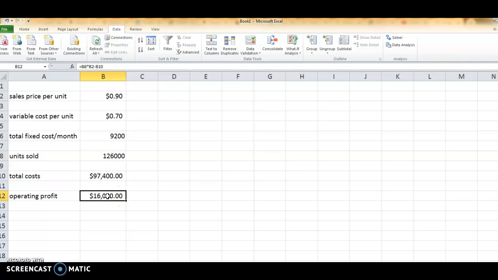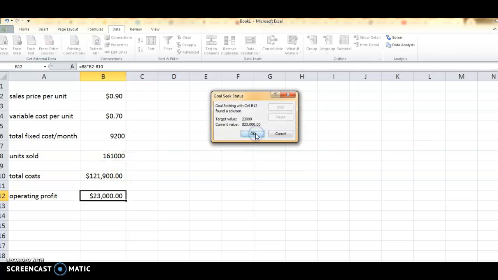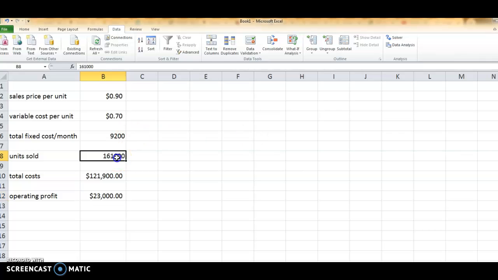And what I need to do is sell 126,000 units in order to generate a profit of $16,000. Part D says what volume is needed in order to provide a profit of $23,000 per month. So again, I'm going to go back to my Goal Seeker, in the What If Analysis. And I was clicked already in the cell for the operating profit, so that number is good, but now I need to make it 23,000. And what number am I going to change? I'm going to change the number of units sold, and I'll go ahead and click OK, OK, and OK. So I would need to sell 161,000 units in order to make $23,000.